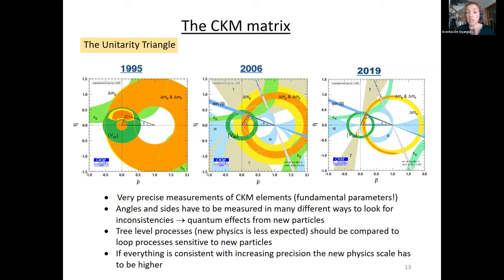At tree-level processes, new physics is less expected in principle because you don't have so many loops, so you are not expecting so many contributions. So one thing is that you can compare tree-level processes, for instance B to charm and processes from the B to charm, comparing to other processes where you have many more loops, and then you can have quantum effects. And if everything is consistent with increasing precision, that means that the new physics scale has to be higher. Then you expect particles in the loop which are heavier and maybe not able to be discovered at the LHC, as I told you in the morning.